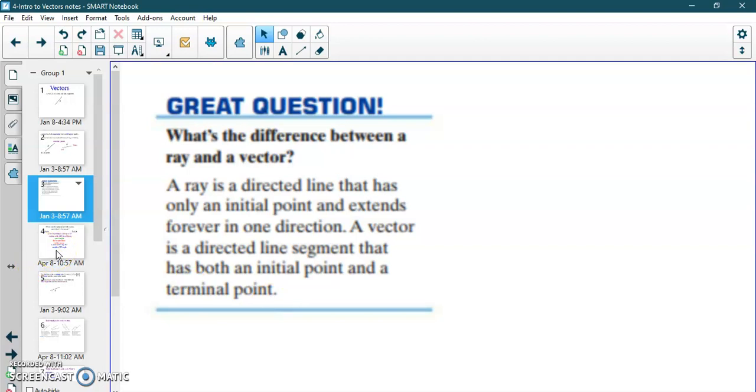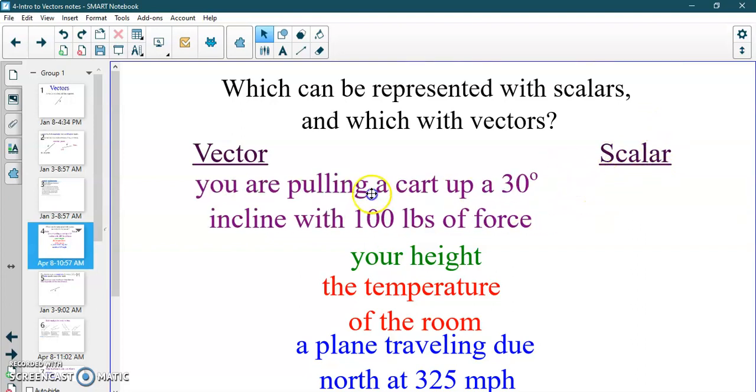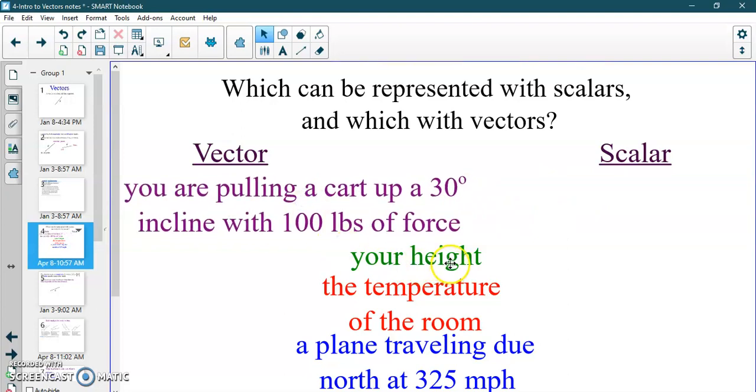So let's look at a couple examples of vector versus scalar. We've got 4 examples here. Let's say you're pulling a cart up a 30-degree incline with 100 pounds of force. Well, a scalar doesn't have direction, and we've got an angle here for our cart, so that would be considered a vector. Your height, that's just size. That's something we can measure, but there's no angle, so we call that just a scalar, because your height is the same no matter what angle you're at.